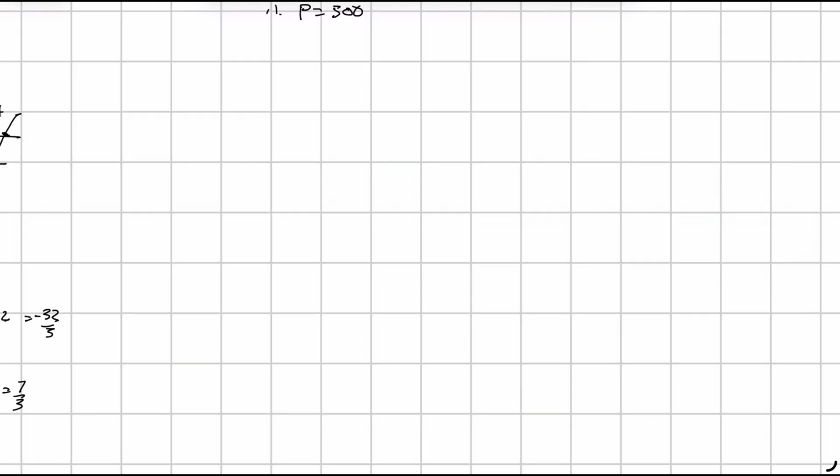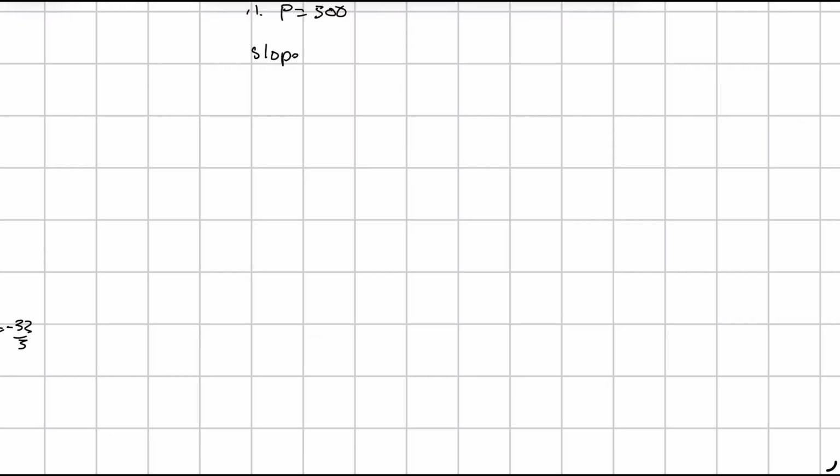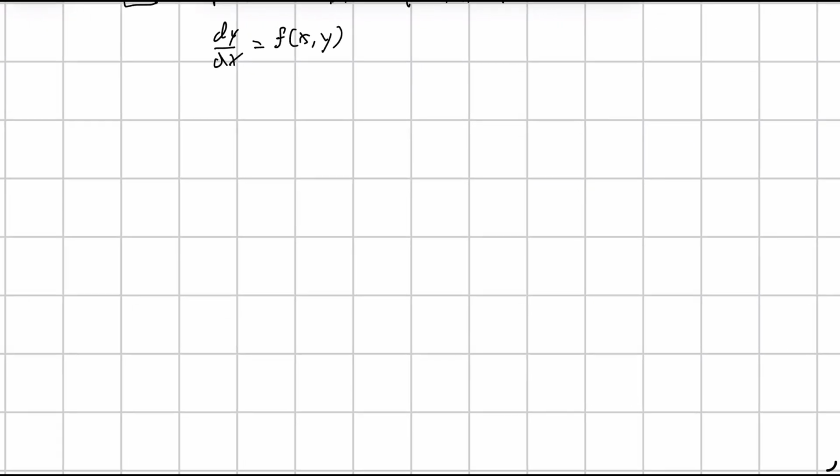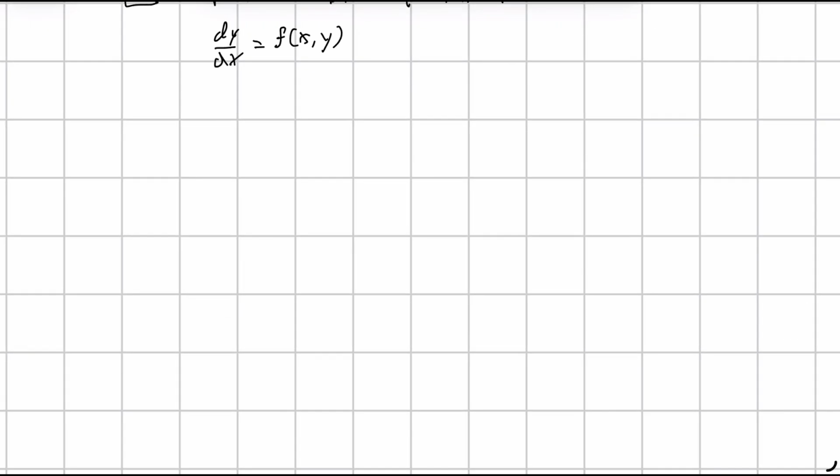Now, let's do a slope field differential equation interpretation question. So this is going to be when we have dy over dx is equal to f of x, y. So basically, the slope at any point x, y can be found by plugging it into the differential equation. So we're going to plug the point into dy over dx, and then we're going to determine what the slope is. Then we're going to match the slope field or the direction.